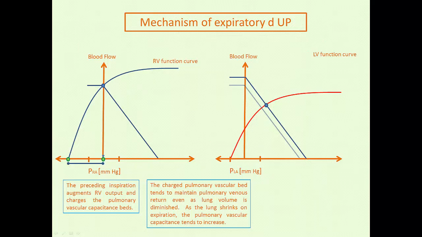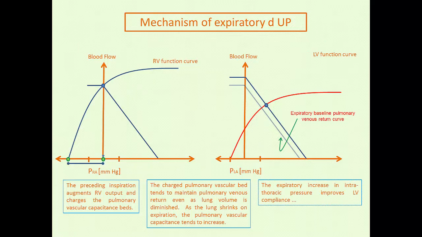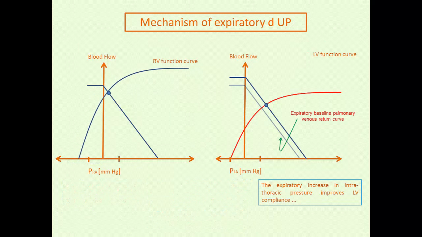As the lung shrinks on expiration, the pulmonary vascular capacitance tends to increase, which tends to work against you in terms of augmenting pulmonary venous return. So if this pulmonary venous return curve here, again, this is your left ventricular function curve, left atrial pressure on the x-axis, right atrial pressure on the x-axis here, and blood flow on the y-axis. If this more translucent pulmonary venous return curve represents your end expiratory baseline pulmonary venous return curve, the expiratory increase in intrathoracic pressure then improves left ventricular compliance.